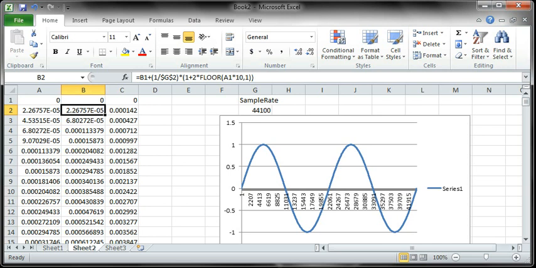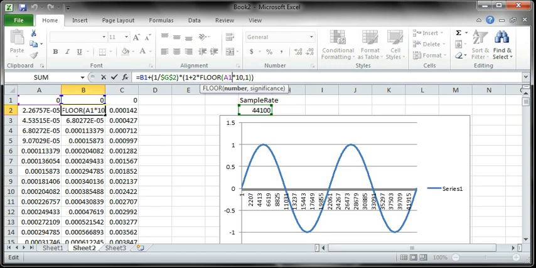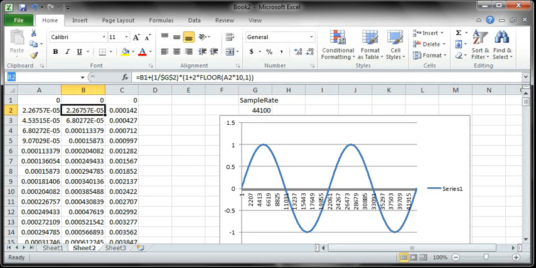So B1 plus 4A1. Oh, silly me. I want the same term, A2. Okay, so let's just take that equation. Now it's going to basically change the frequency about 10 times within our sample range here. And let's see if that behaves the way I expect it to.